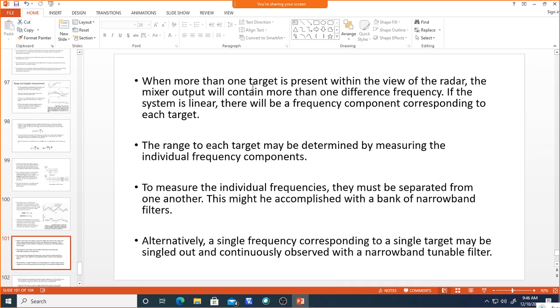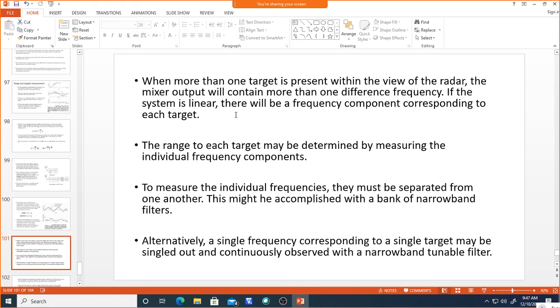More than one target means each target will have a returned echo signal. Based on that echo signal, the mixer will produce more frequencies. So now the range of each target may be determined by measuring the individual frequency components. Each different target will reflect the signal at its own frequency component. Note the point here is that the targets should be resolved properly.